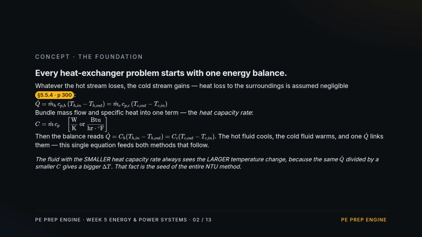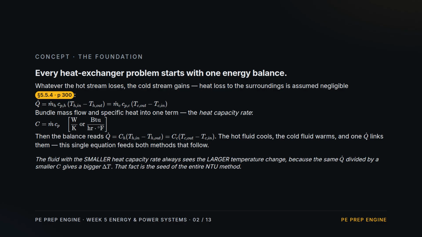Start here. Whatever the hot stream loses, the cold stream gains. Heat loss to the room is assumed negligible. Bundle mass flow times specific heat into one term, the heat capacity rate, capital C. Then the balance is just Q equals C hot times the hot temperature drop equals C cold times the cold temperature rise. 1 Q links the 2 streams, and this single equation feeds both methods.